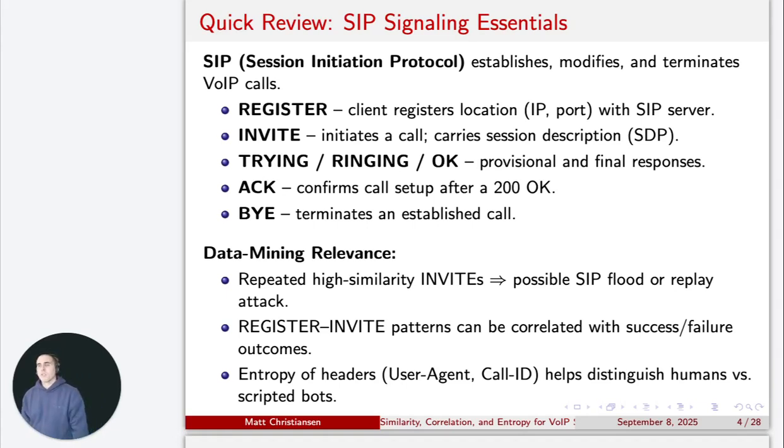that would either overwhelm the network with a distributed denial of service, or is doing something malevolent, like toll fraud, trying to cost the business more money or the individual more money. There's a variety of different attacks that we can look at, and we can use this data for that purpose. Another example is register and invite patterns can be correlated with success and failure outcomes. Entropy of headers helps distinguish humans versus scripted bots.